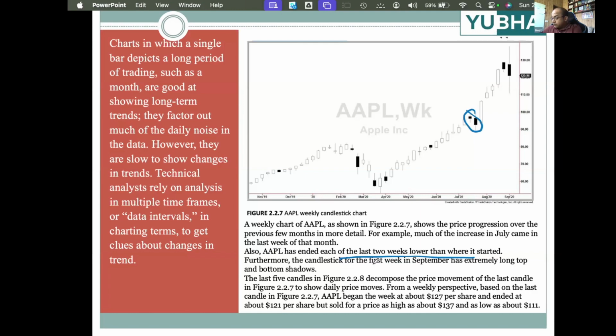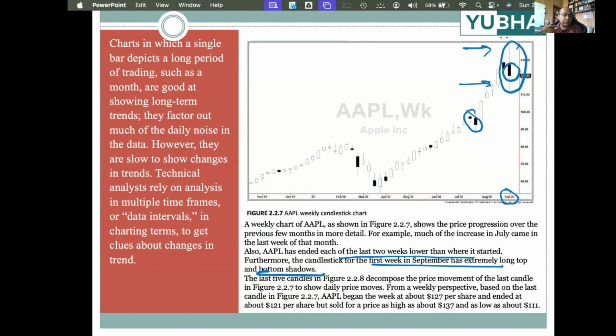And in September, the first week in September has extremely long top and bottom shadows, which is this one over here. The month of September, even though it's a black candle, has a huge wick both on the upside and the downside. And what does it tell us? That there have been huge price movements in both directions, even though the close is in a very narrow range.